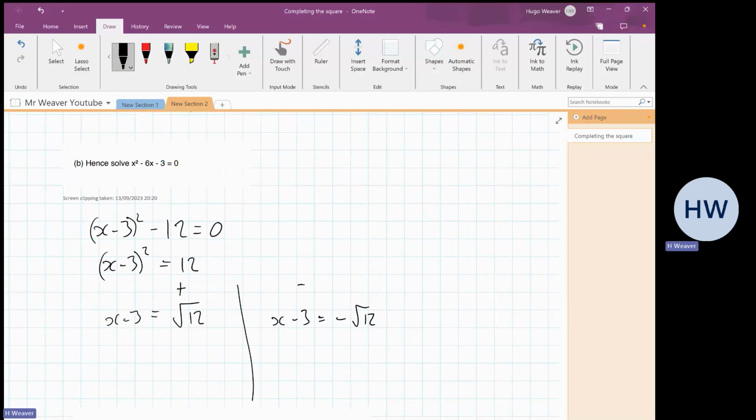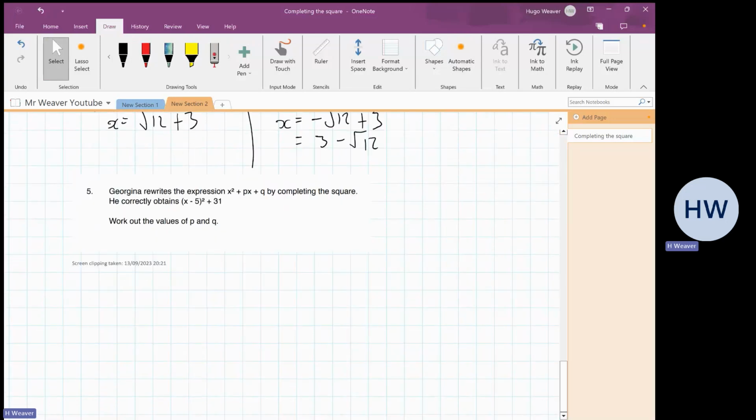And again, we can just solve. So x equals root 12 plus 3, or x equals negative root 12 plus 3. Now this side could also be written as 3 minus root 12. Oh, that's going to be a positive 3 there. That was a silly mistake of me. It says negative, bringing it over here, adding 3 to both sides, that would be a positive 3.